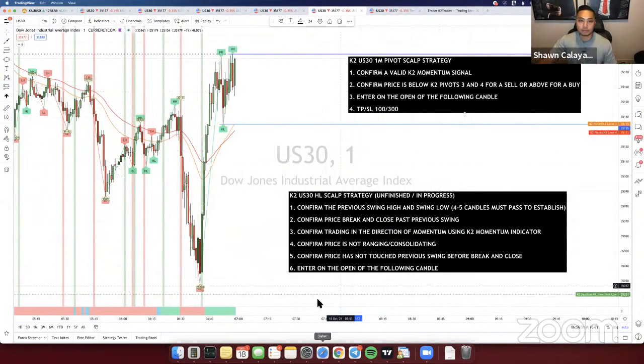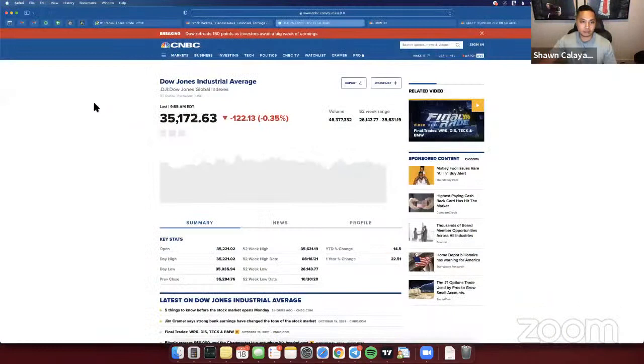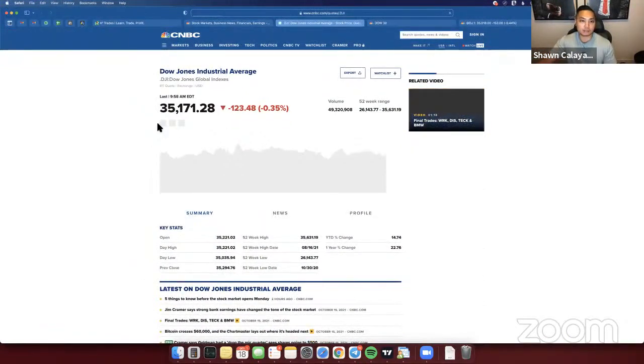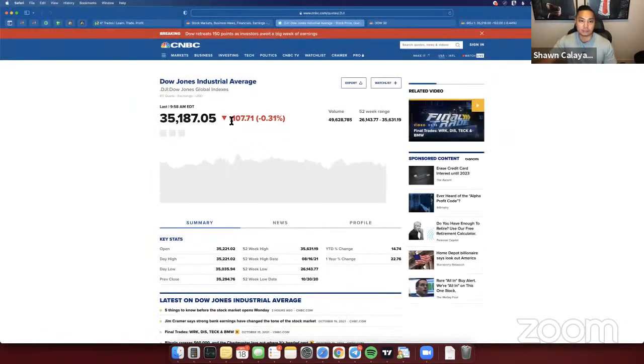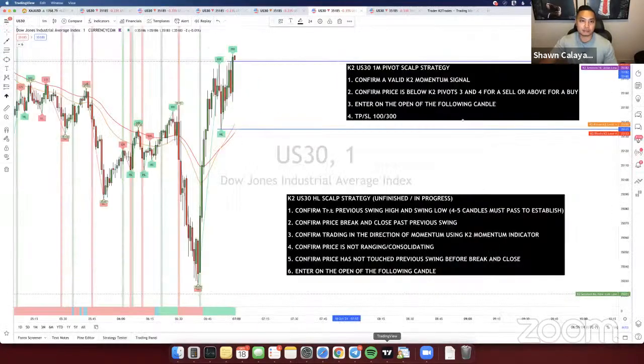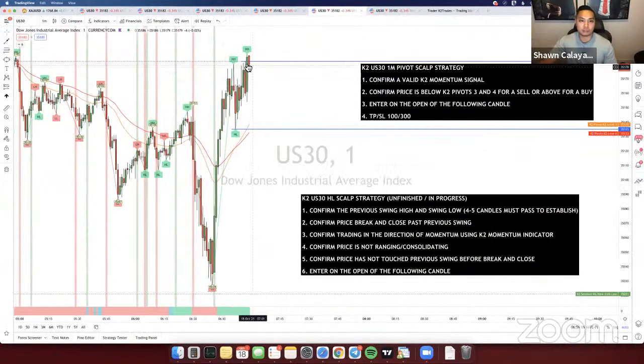Let's go back to the fundamentals real quick. Just refresh this. And this is key, guys. If you guys are scalping, you have to be up to date with wherever price is moving. You can see it's now 107 points in the red. It's starting to shift to the upside. So with that said, that's okay. We wouldn't have an entry here because this is now pushed to here. This is now the new high.